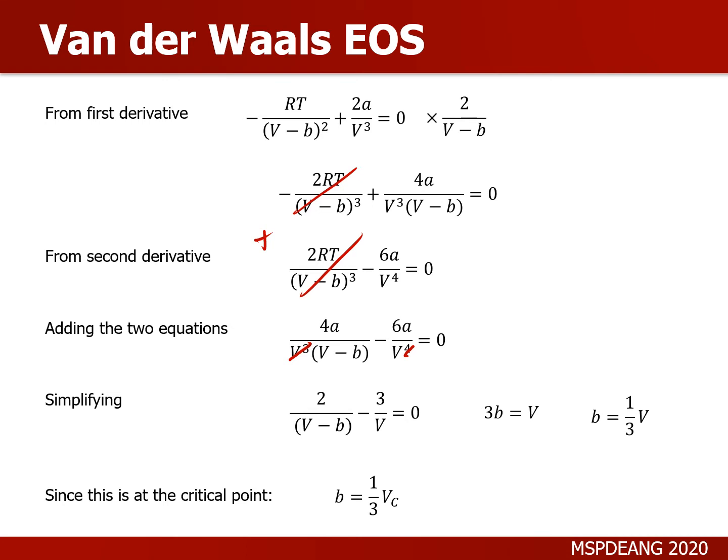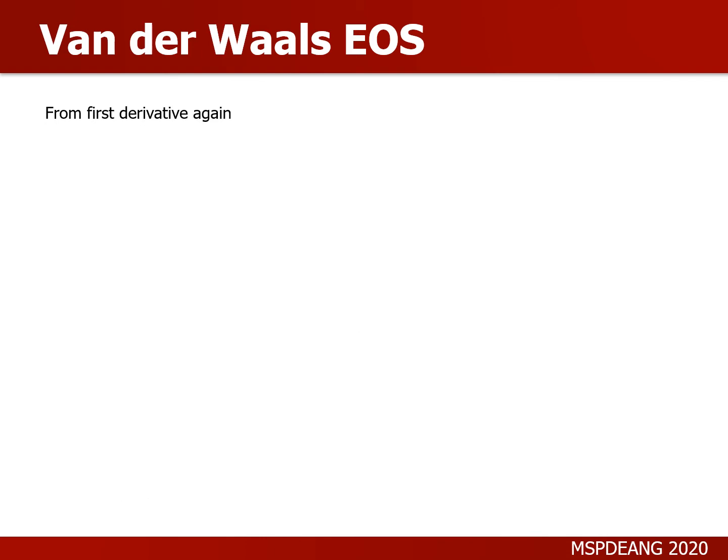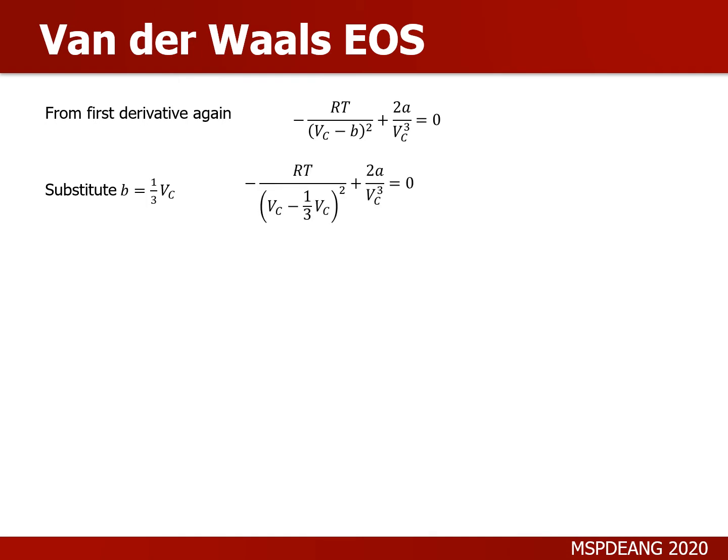So now let us obtain an expression for A in terms of the other critical properties. In order for us to obtain an expression for A in terms of the critical properties, balik tayo sa first derivative expression ulit. Ayan. And in the first derivative expression, we can now substitute B is equal to 1/3 Vc. Okay? And substituting this and simplifying, you can get this expression. And then you can now isolate for A.